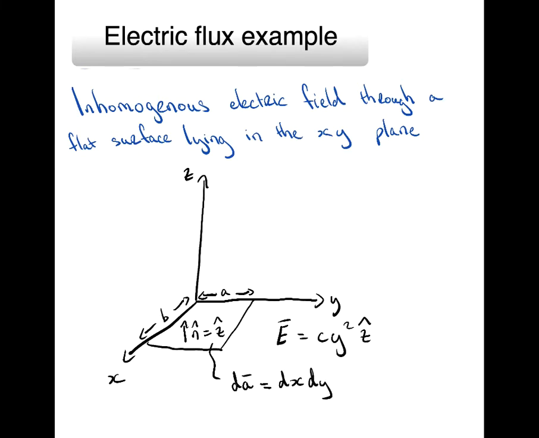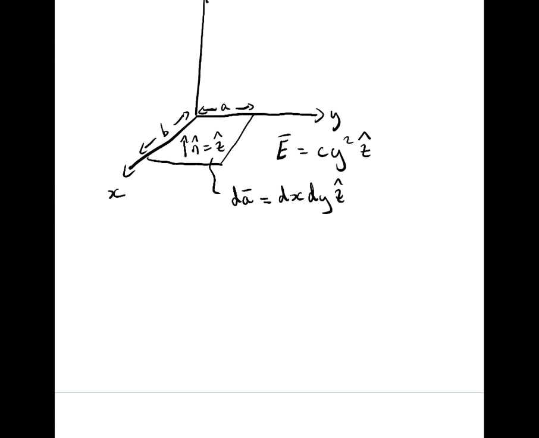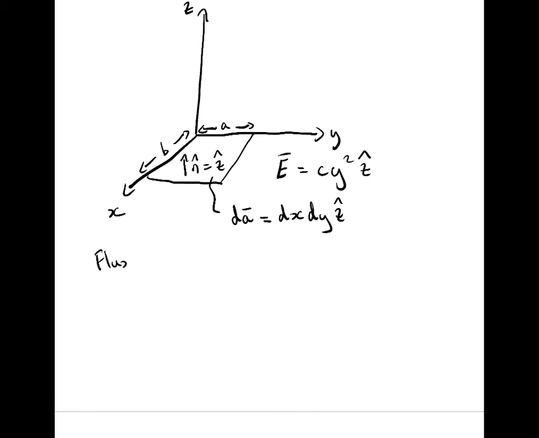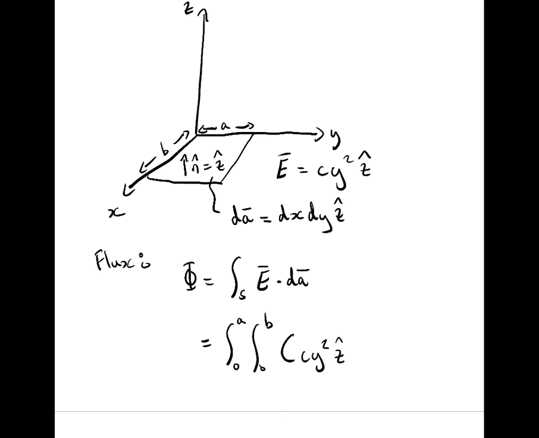Since our surface lies in the xy plane, our infinitesimal area vector is given by dx dy z hat. Why is this? Well, it's x and y that is changing and that we're going to have to integrate over. Flux phi is equal to the surface integral of the dot product of our electric field and the infinitesimal area. So here we have a double integral. We integrate from 0 to a for y and from 0 to b for x. And we have the dot product of c y squared z hat and dx dy z hat.